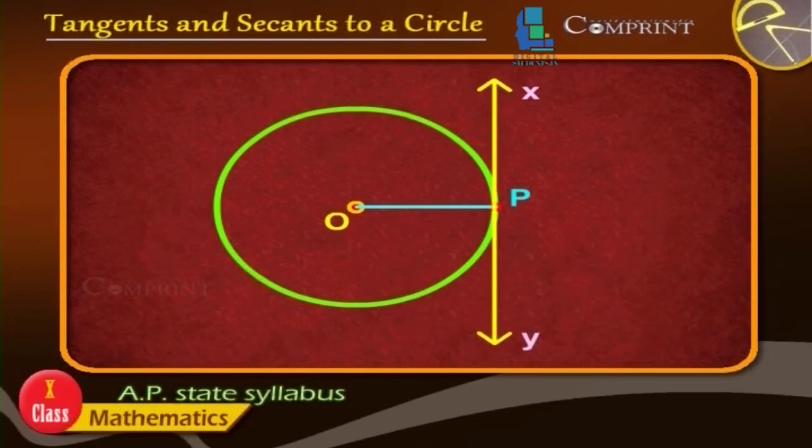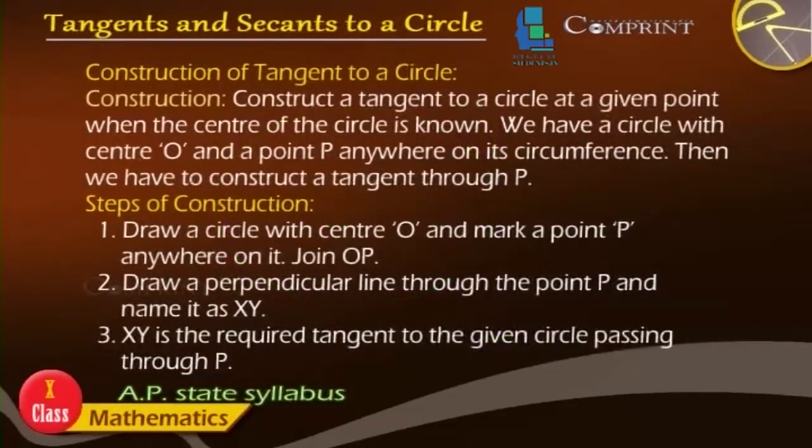Steps of construction. Number 1: draw a circle with center O and mark a point P anywhere on it. Join OP. Number 2: draw a perpendicular line through the point P and name it XY. Number 3: XY is the required tangent to the given circle passing through P.